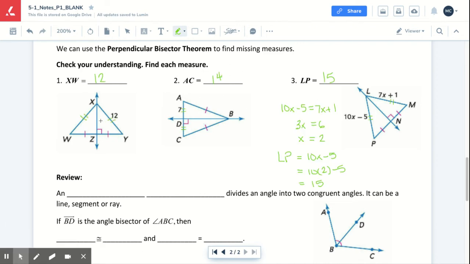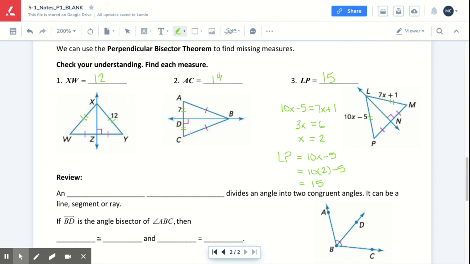All right, so on the first one, I marked on the picture here that these 2 line segments had to be congruent to one another because the line XC is the perpendicular bisector of line segment WY. So if this side over here is 12, then that means XW is also 12.